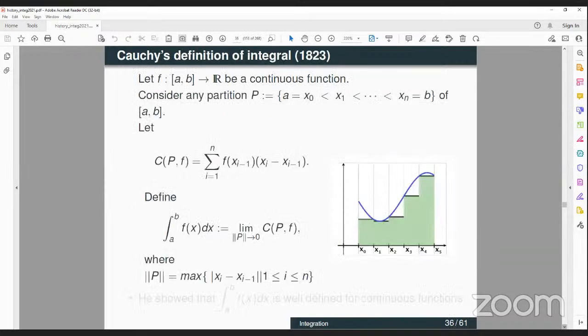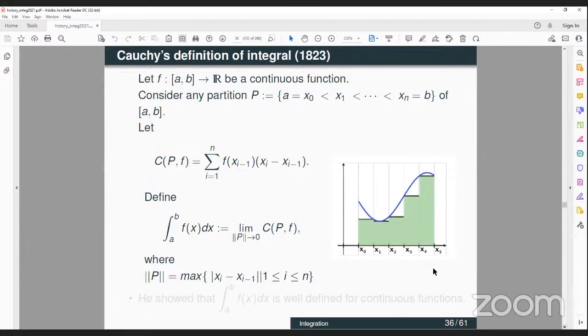So as far as integration is concerned, he defined the notion of integral as follows. He assumed f from [a, b] is a continuous function. He had already defined the notion of continuity. For a partition, this is coming closer to what we do nowadays, look at the value at the left-hand point, f of x_{i-1}, times the length of the interval. So that is the area of the rectangle with height f of x_{i-1}. And then take the limit of these, which I call the Cauchy sums, as the norm of P goes to 0. The norm of P is nothing but the maximum length of these subintervals.